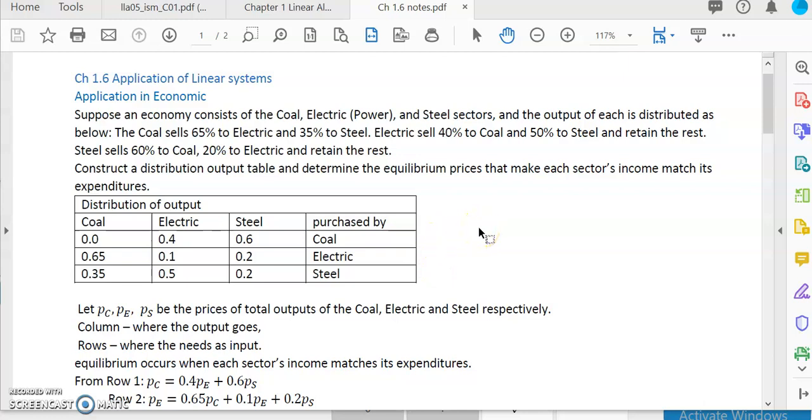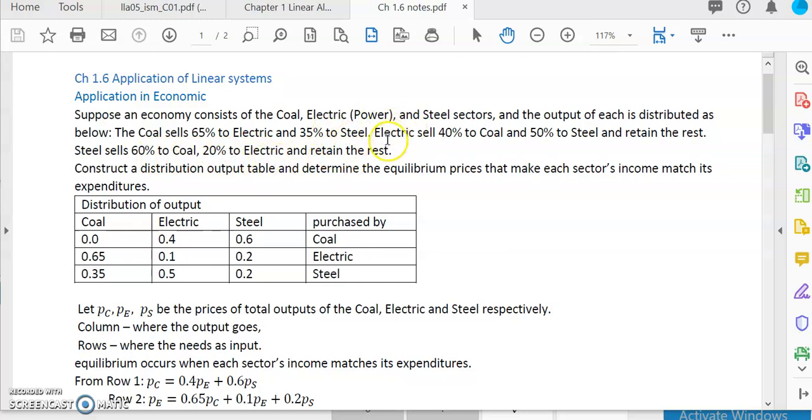The first is an application in economics. We simplify it down to saying the economy has 3 sectors: coal, electric, and steel, and the output of each is distributed below. Coal sells 65% to electric, 35% to steel. Electric sells 40% to coal and 50% to steel and retains the rest. Steel sells 60% to coal and 20% to electric and retains the rest.